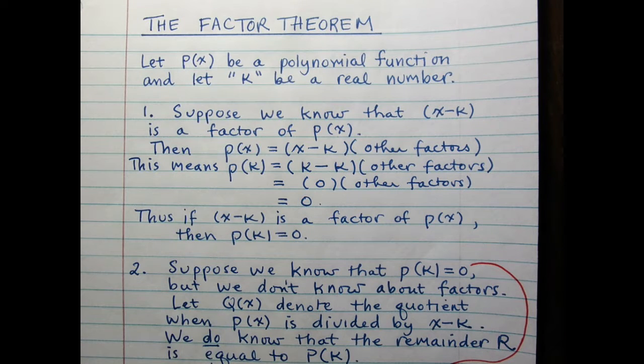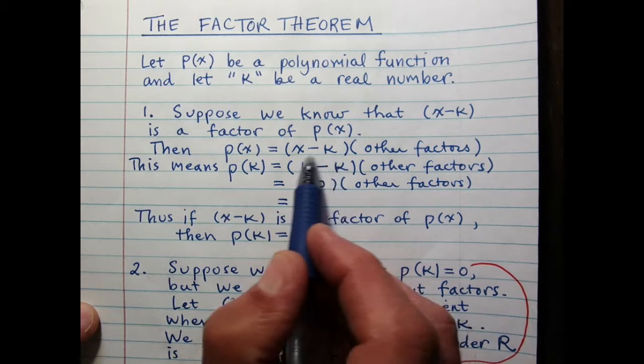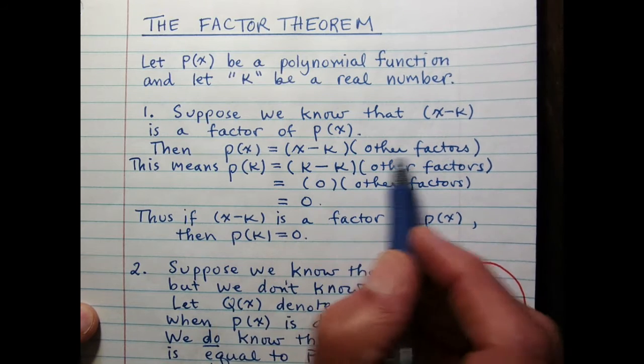So we have another theorem that we have to talk about. It's called the factor theorem. And so let's let p of x be a polynomial function again, and let k be a real number, any real number. Number one, suppose we know that x minus k is a factor of p of x. Then p of x would have to equal x minus k in parentheses times other factors.